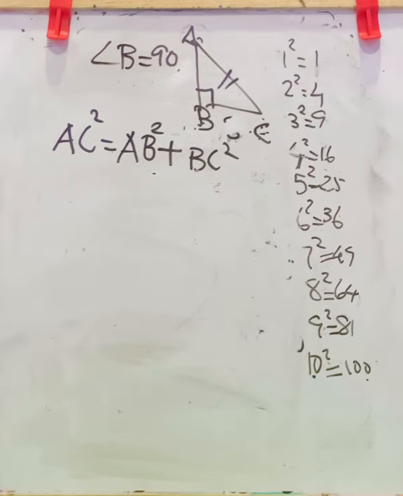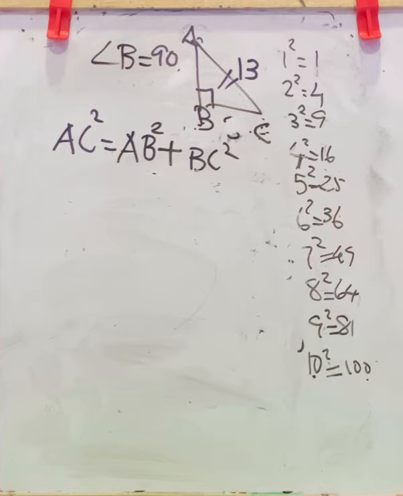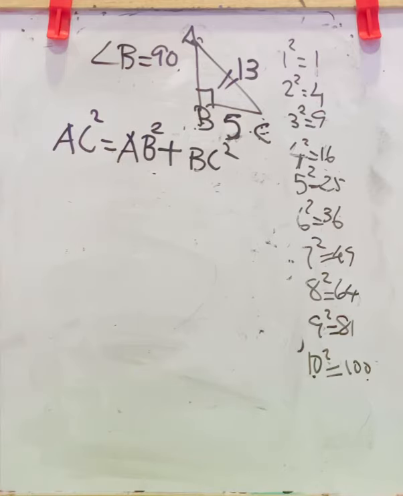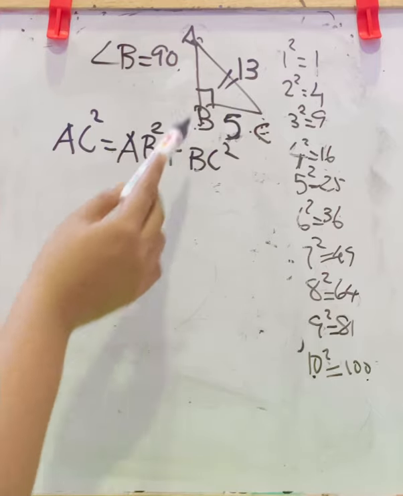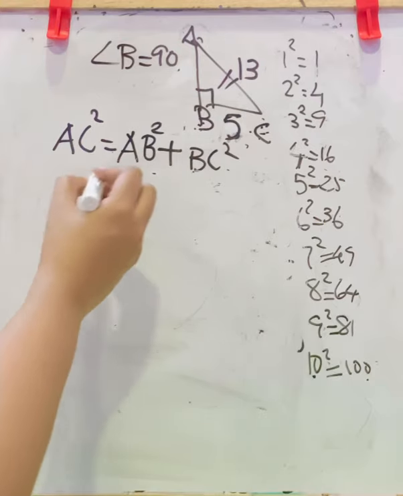Now next question, it is given again ABC is a right triangle and right angle at B. AC is given, that is 13. Hypotenuse is 13 and BC, base, is 5. You have to find the altitude square. So from this Pythagoras theorem, and from this you can rearrange it and write here. How will you rewrite it? AC square is given and BC square is given. You have to find AB square.